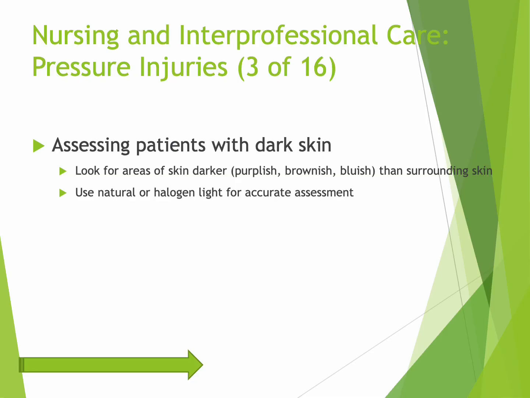As we talked about earlier, darker areas are going to be in darker skinned people. It's going to be purplish. It's going to be brownish. Every now and again, it's bluish. It's going to surround the skin. Make sure that you use a halogen light if you can, so that you can accurately assess it.